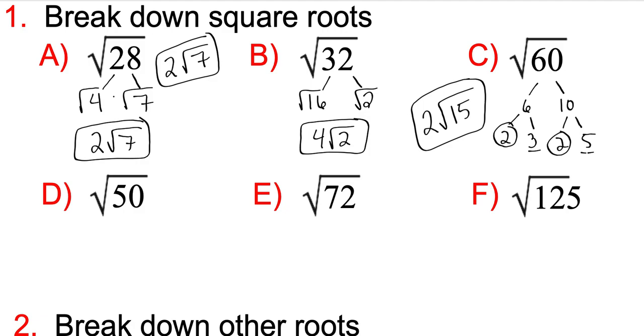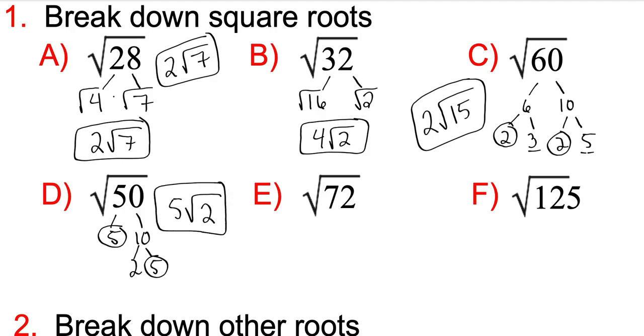Otherwise, we'll keep going. Okay, so D is 5 and 10. And 10 is 2 and 5. And then we look for pairs again. So I have a pair of 5's. So those will get me a regular 5 in front of the radical with a 2 back underneath.